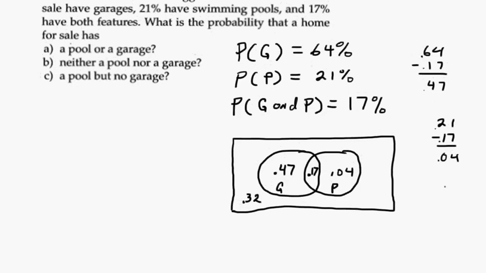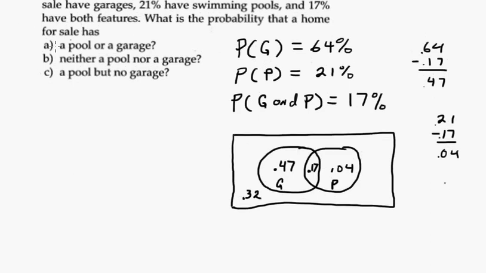So now we should be able to solve the problems. Let's look at the first one. We want to know what's the probability that a home for sale has a pool or a garage. So there we can use the addition rule. The probability of A or B is equal to the probability of A plus the probability of B minus the probability of both A and B. So this is the general addition rule.